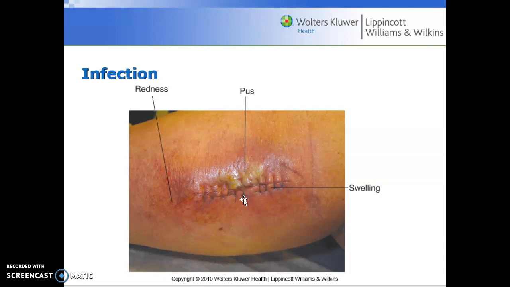And purulent, P-U-R-U-L-E-N-T, this is a drainage that contains pus. And with this infection, this area can be hot to touch. And infection usually appears 2 to 7 days after surgery.